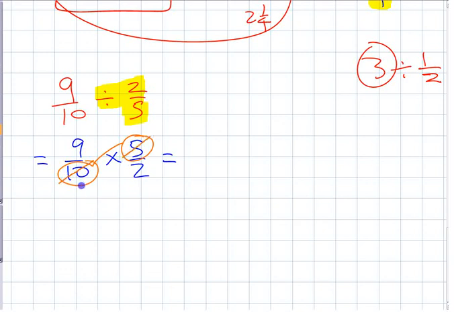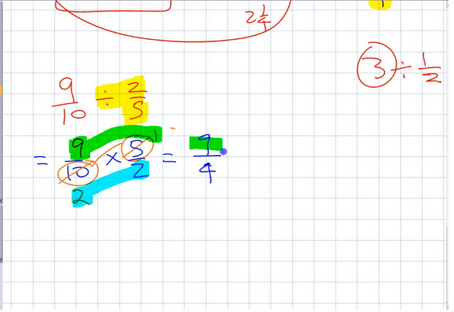If I divide the 10 by 5, what do I get? 2. If I divide the 5 by 5, I get 1. Now I can just go 9 times 1. What does that give me? 9. And what is on the bottom here? 2 times 2, what does that give me? 4. If you want, you can do that first. You can make the numbers smaller before you make them bigger.